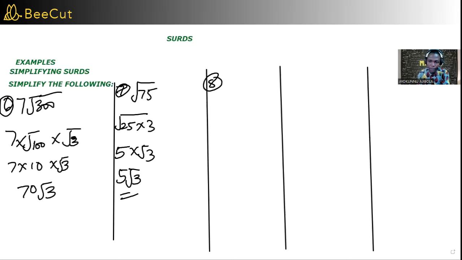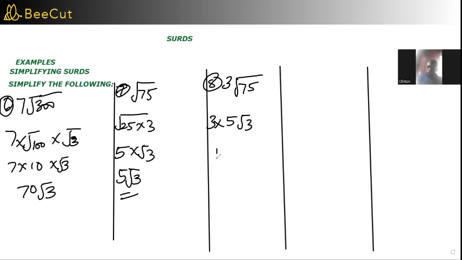And number 8 says 3 root 75. So that becomes 3 times 5 root 3. That's going to be 15 root 3. Then number 9. I believe that is clear. Yes, sir.